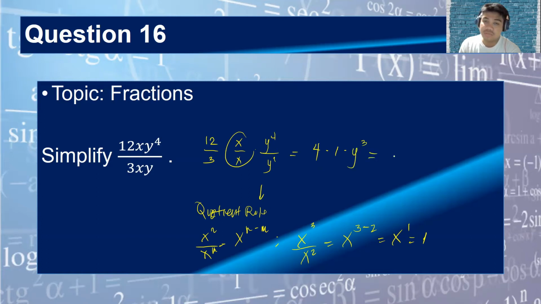Okay, so our final answer will be 4. 4 times 1 is 4, y cubed. So in this problem, our answer is 4y cubed. Okay, let us proceed with our next question.